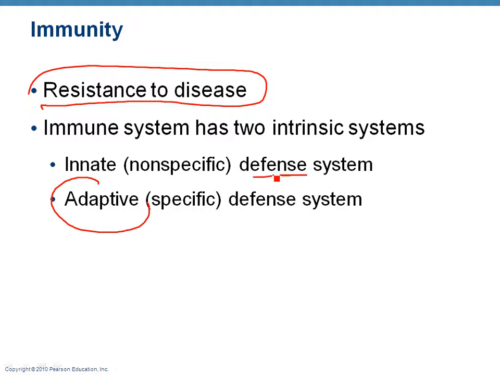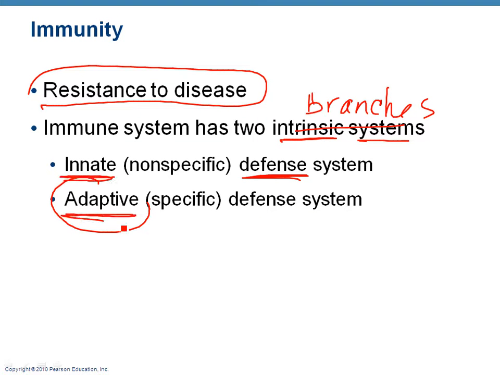So your immune system is involved in defense. It has two major branches. Let's just call those branches. You have the innate branch and you have the adaptive branch. Innate refers to the type of immunity you're born with. It's non-specific. This is a branch of your immune system that reacts to bacteria in general, viruses in general, yeast in general.